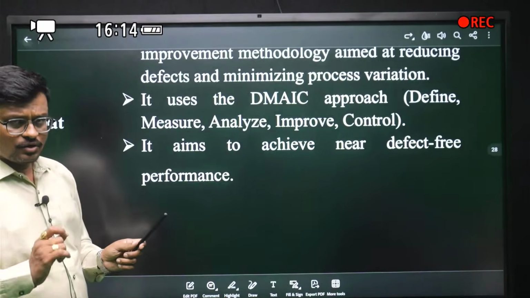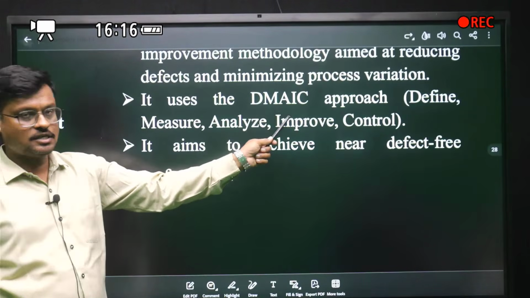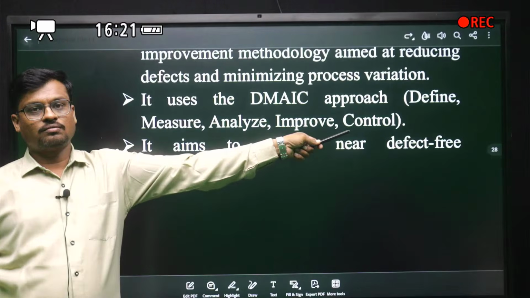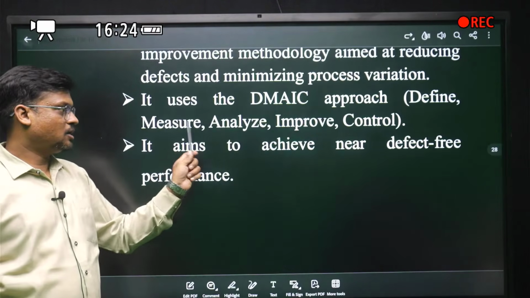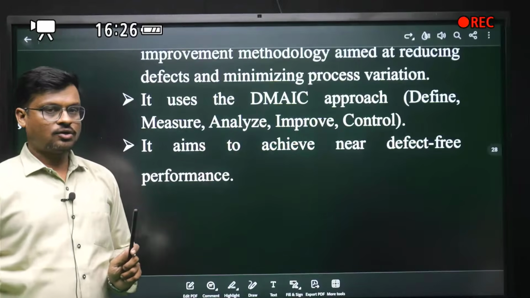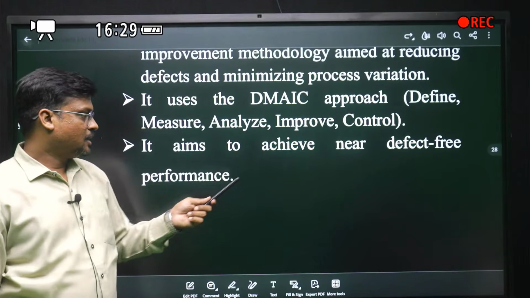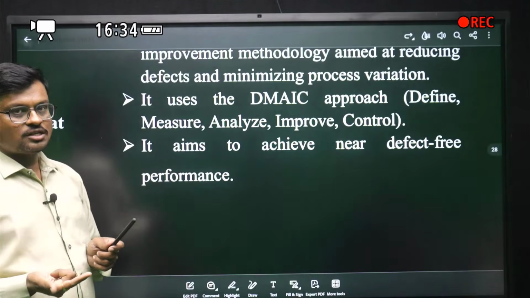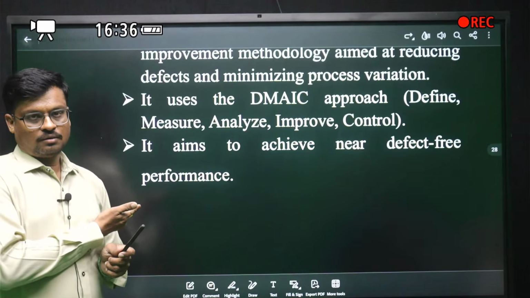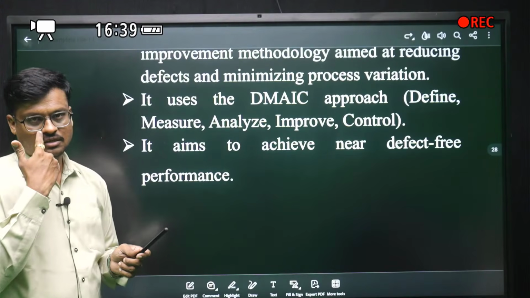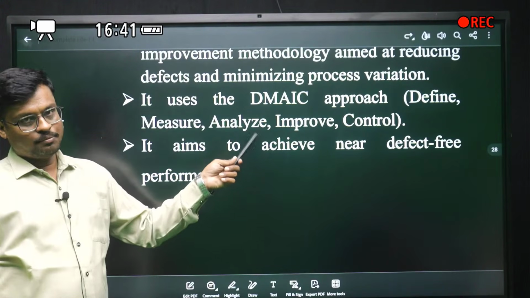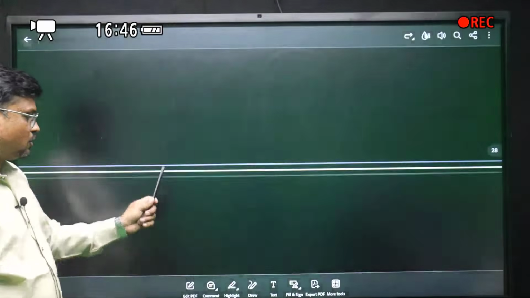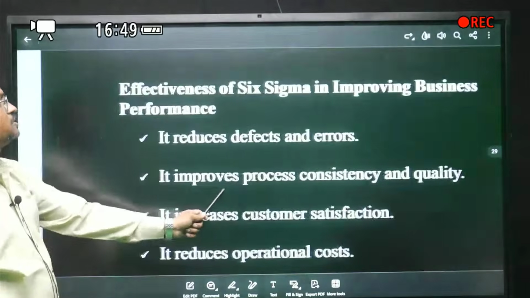It uses a very unique technique called DMAIC, that is define, measure, analyze, improve, control. Define, measure, analyze, improve, control, by which you will be able to get defect-free performance. You have to define your goals. You have to measure them with the help of measurable goals, which we have seen in the last question. Analyze it, improve the quality, and control it, so that you are going to enjoy the defect-free performance.